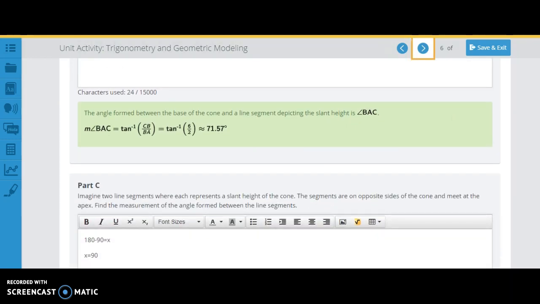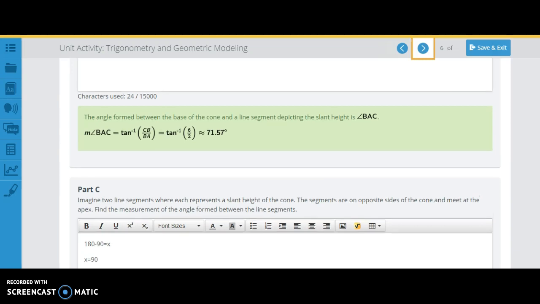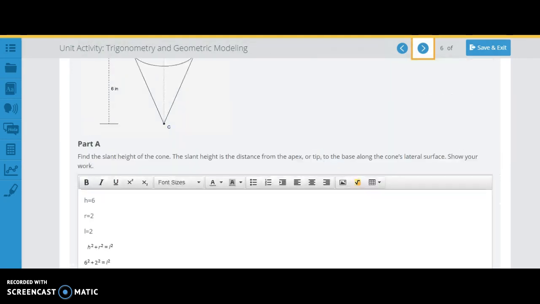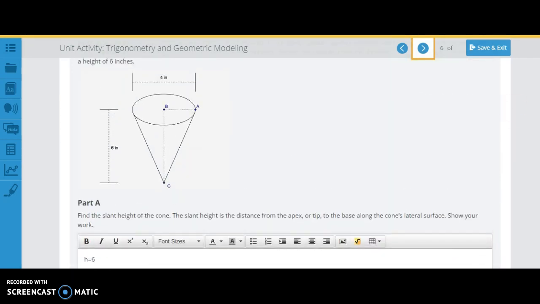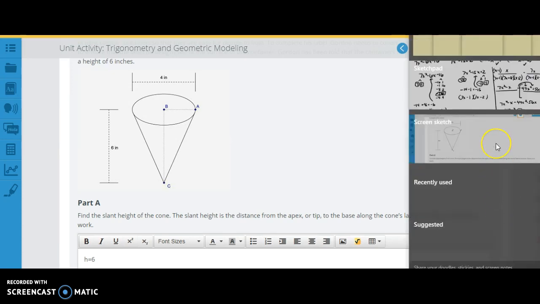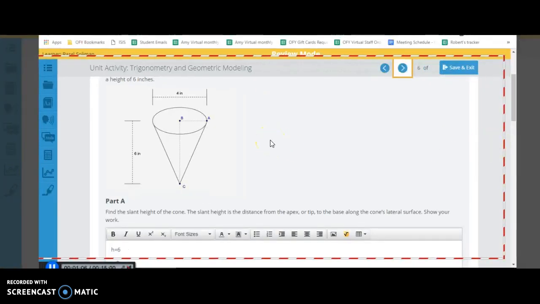It says, imagine two line segments where each represents a slant height of the cone. Segments are on opposite sides of the cone and meet at the apex. Find the measure of the angle formed between the line segments. Now let's come back up here for a second, and I'm going to draw some stuff on here. The angle that we just found is right here. This is 71.57 for this angle right here.